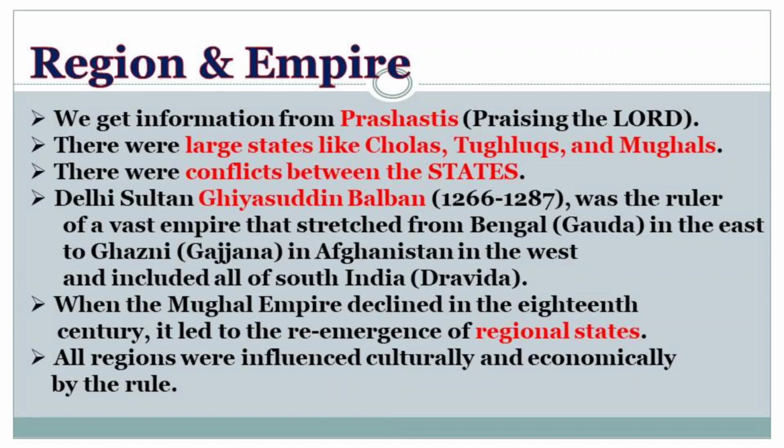When the Mughal Empire declined in the 18th century, it led to the re-emergence of regional states. See, the Mughal Empire was a wide and vast empire, and when it declined, so many regional states came into being. All regions were influenced culturally and economically by the rule. What does it mean? The regions throughout India were ruled by various kings. All these kings influenced the regions they ruled, so these regions had changes influenced by the culture of the ruler.